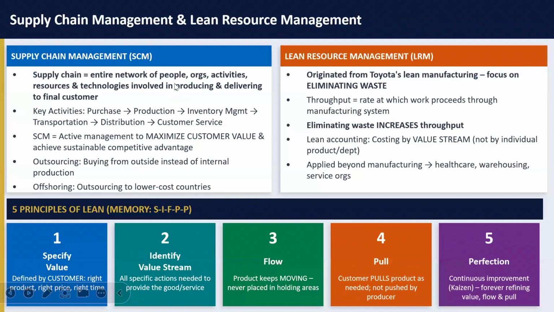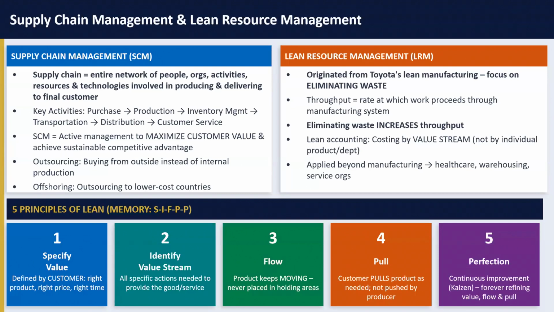So what is the supply chain in the first place? Supply chain starts from the place where we procure the raw materials and ends when we sell the final products to the customer. Starting from raw material procurement till we sell the final goods, supply chain is there. It is the entire network of people, organizations, activities, resources, and technologies involved in producing and delivering to the final customer.